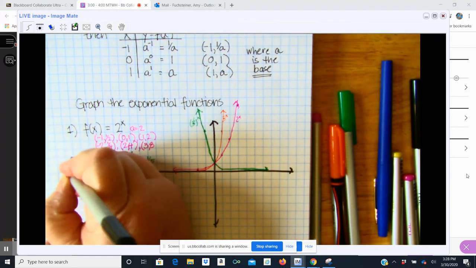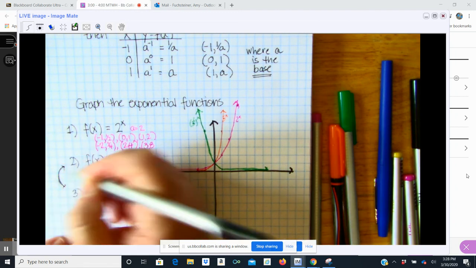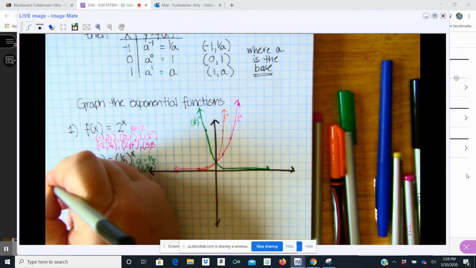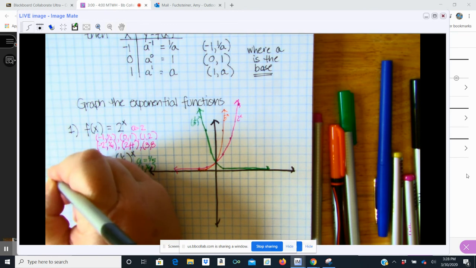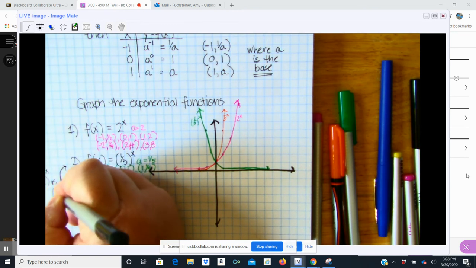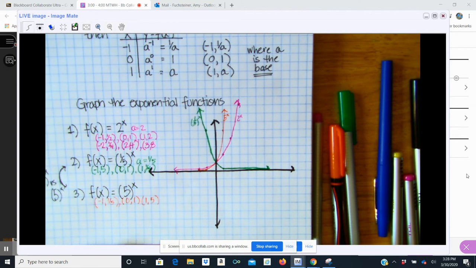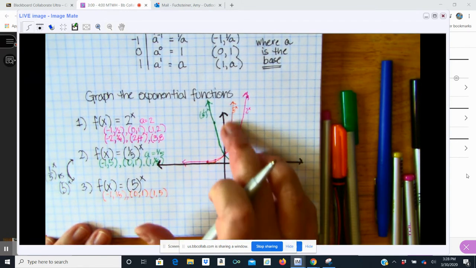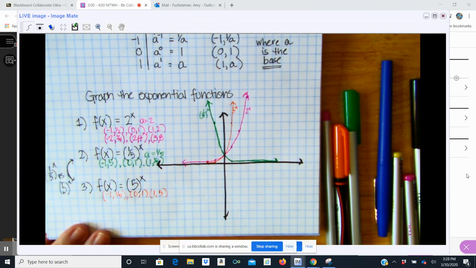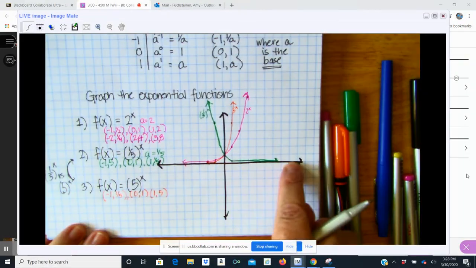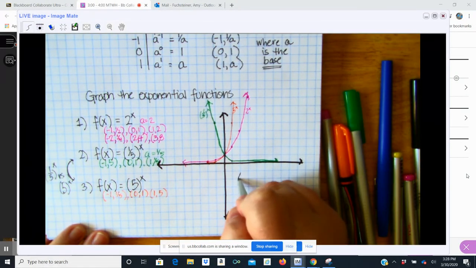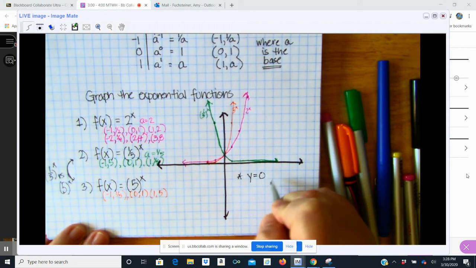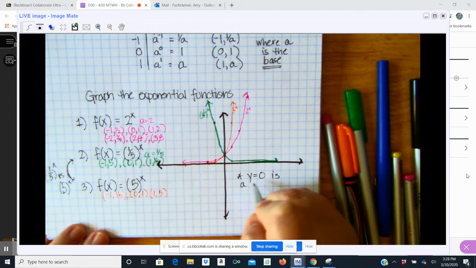But yeah, there is a definite comparison here. 1/5 to the x versus 5 to the x. They appear to be reflections, growth versus decay, right? They are reflections over the y-axis. Anything about the 0? That never touches 0. Yeah. It's always bigger than 0. Y = 0 is a horizontal asymptote.